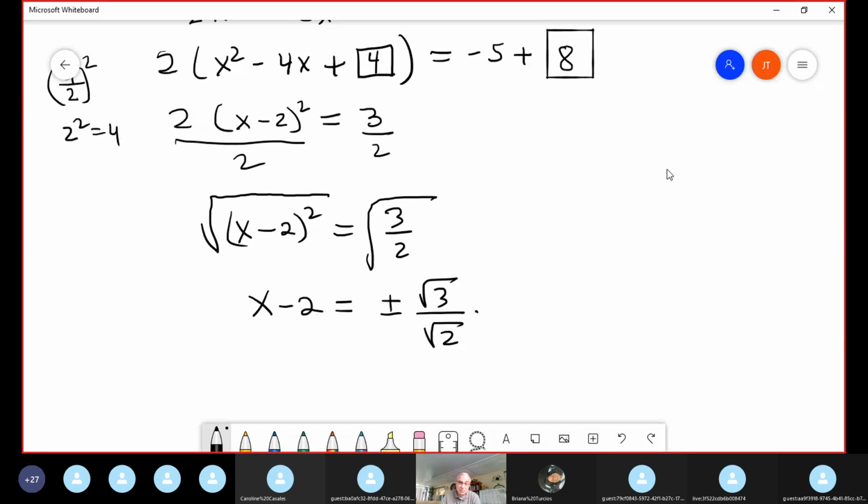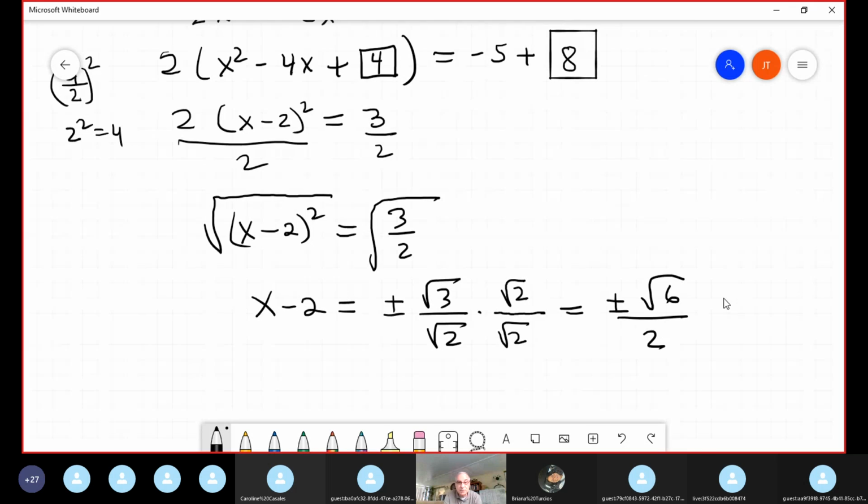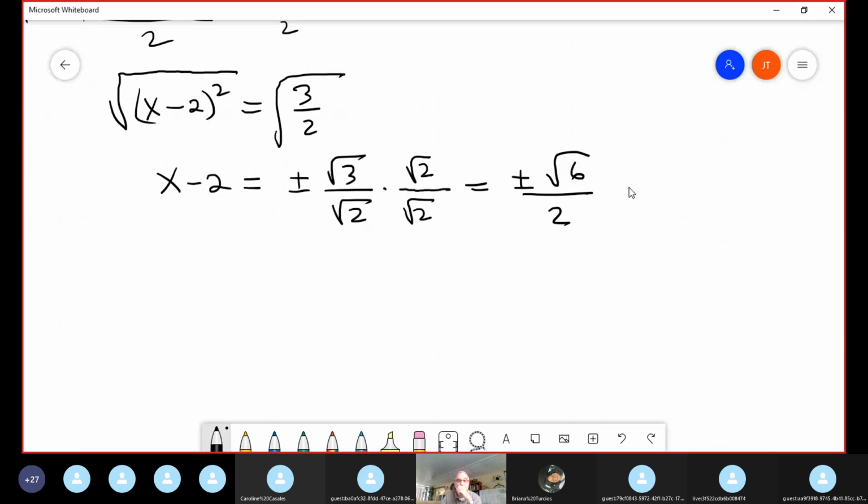And I don't know if you remember rationalization. Rationalization means eliminating any radical in the denominator. You multiply by radical 2 over radical 2. This is working like a smart one again, but it's equivalent to plus or minus radical 6 divided by 2, because radical 2 times radical 2 is 2, and radical 3 times radical 2 is radical 6. So the final answer, solving for x, is x equal to 2 plus or minus radical 6 over 2.